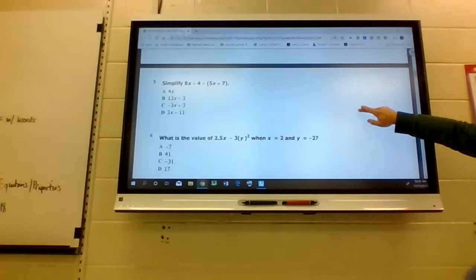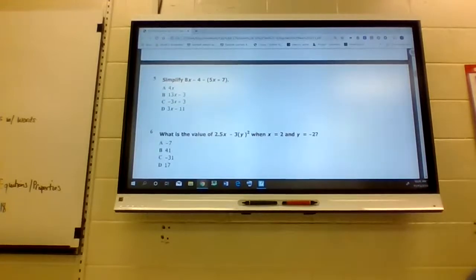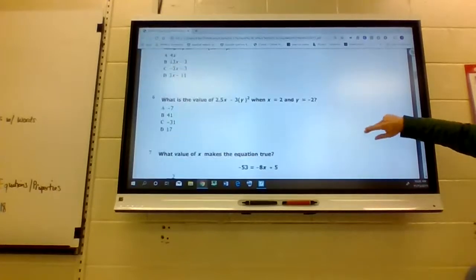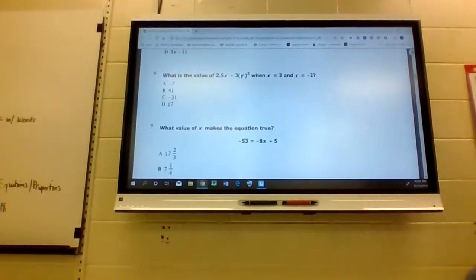Number 5, simplify 8x minus 4 minus parentheses 5x plus 7. That's one of those combining like terms where you're not actually going to solve the equation. You're going to have a couple terms left after you get it into its simplest form. Number 6, what is the value of 2.5x minus 3y squared when x equals 2 and y equals negative 2?